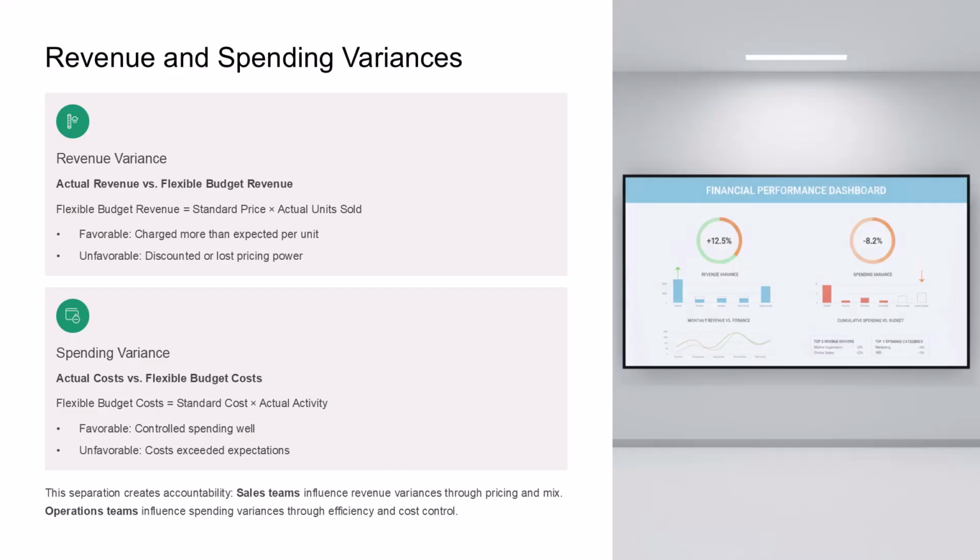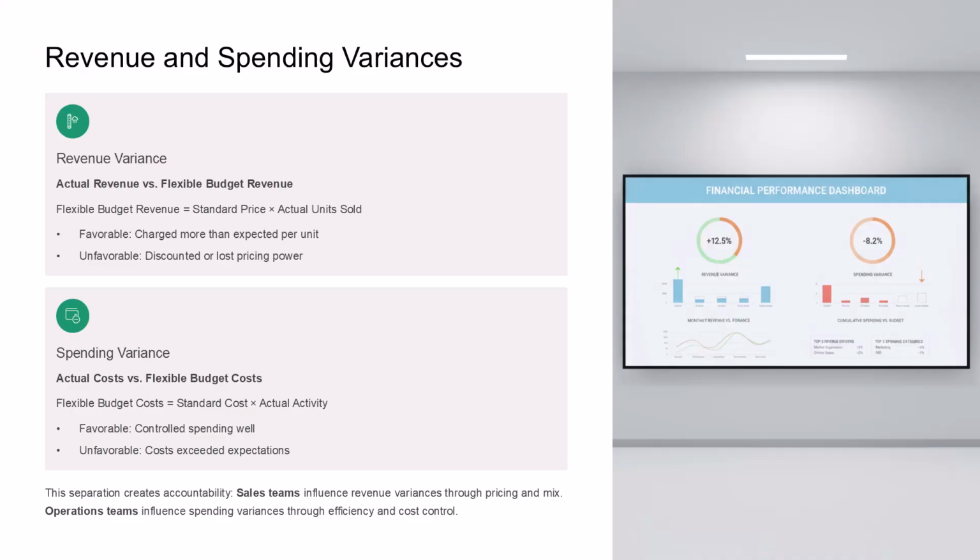Revenue and spending variances, isolating performance. Once you've flexed your budget to actual activity levels, you can calculate two critical types of variances: revenue variances and spending variances. A revenue variance compares actual revenue to flexible budget revenue. Remember, flexible budget revenue is calculated as the standard price per unit times actual units sold. If actual revenue exceeds flexible budget revenue, that's favorable. You charged more than expected per unit on average. If actual revenue is less than flexible budget revenue, that's unfavorable. You discounted or lost pricing power.